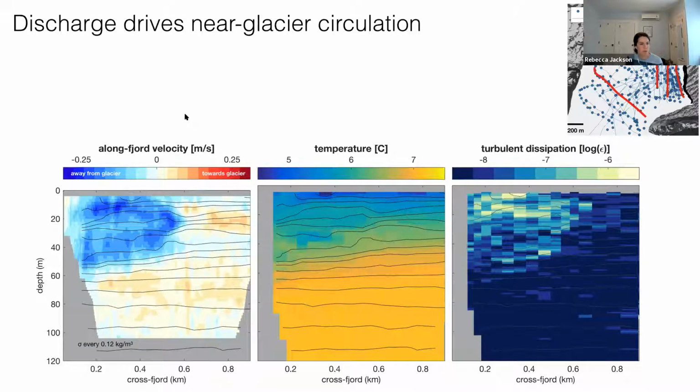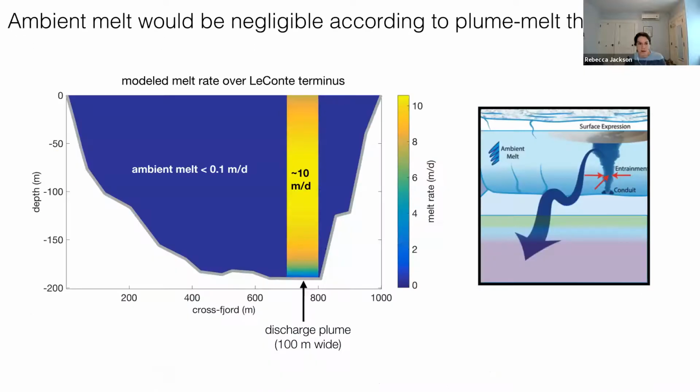But what wasn't what we expected is the water properties we saw when we got really close to the glacier, right up near the terminus. To give you a sense of what we would expect, as I mentioned, ambient melt looks like it'd be negligible according to standard plume melt theory. If you modeled the melting over the terminus for LeConte, the submarine terminus of the glacier, you might expect really high melt rates of about 10 meters per day behind the discharge plume, and then really weak ambient melt rates of about 0.1 meters per day.